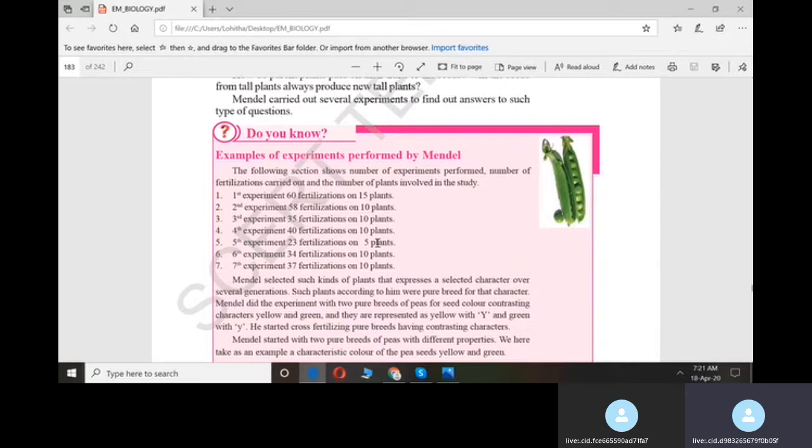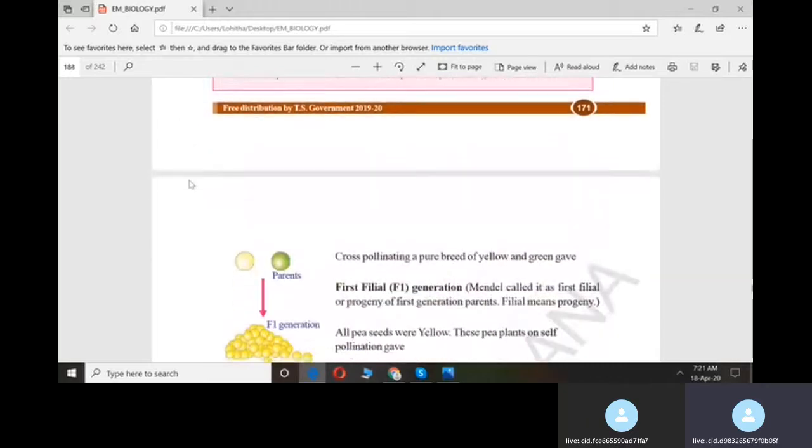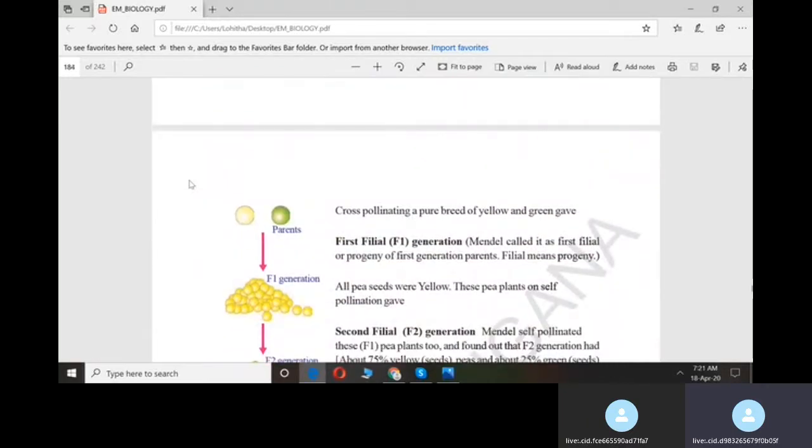Fifth experiment, 23 fertilization, 5 plants. Sixth experiment, 34 fertilization, 10 plants. Seventh experiment, 37 fertilization, 10 plants. That means 7 experiments over 7 years. He worked for 7 years, and then he came to a different conclusion. How did he get the conclusion? What is the experiment? Let us see.